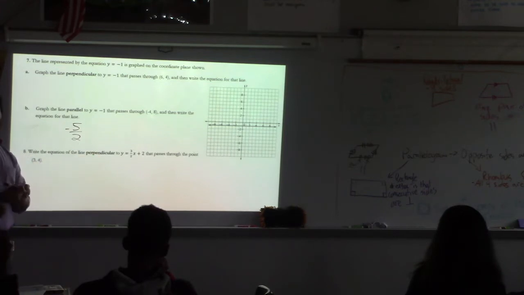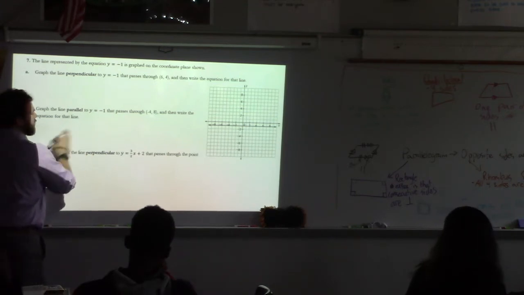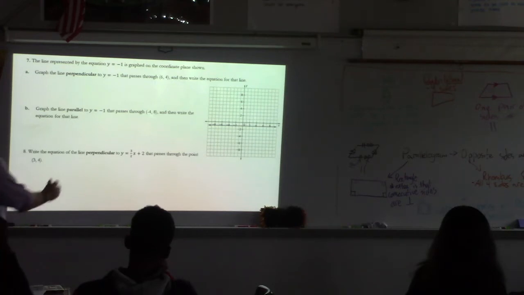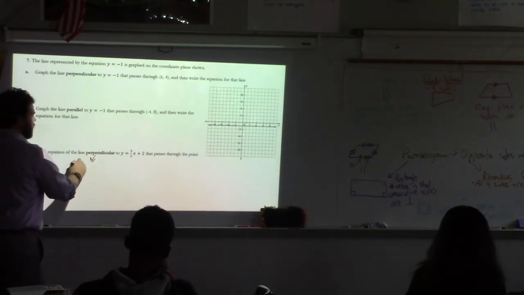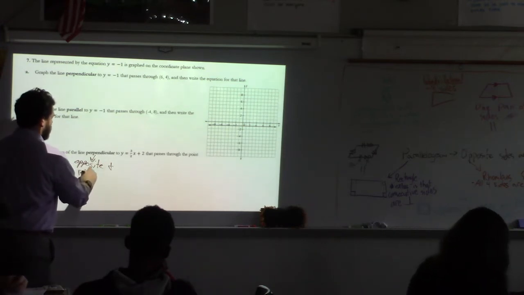That's the difference, right? If you say negative, it's always going to be negative. If it's opposite, it's going to go from a negative to a positive or a positive to a negative. Does that difference make sense? That's an important language difference there. Okay, so it's perpendicular. I need the opposite and reciprocal, right? Opposite and reciprocal slope.